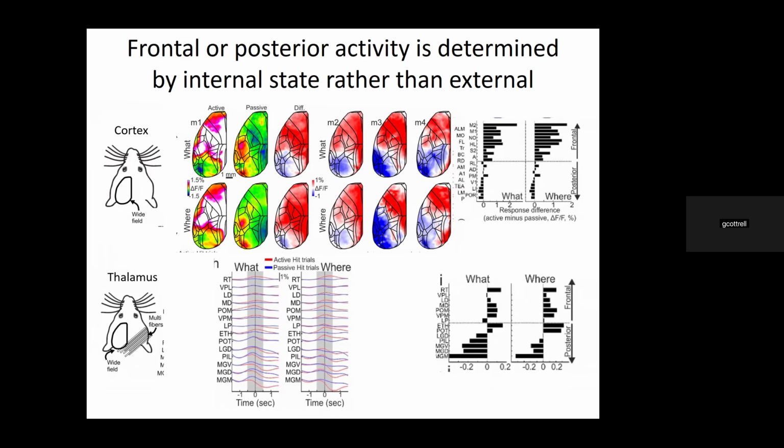And we see the thalamus act the same. If you look at the gradient from posterior to frontal, within the thalamus, you see posterior thalamus more passive and anterior thalamus more active. That goes one-on-one with cortex.